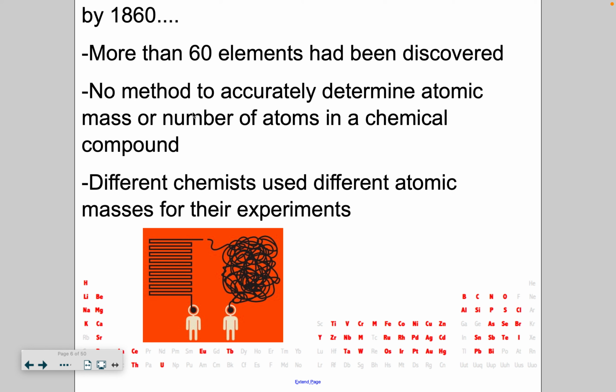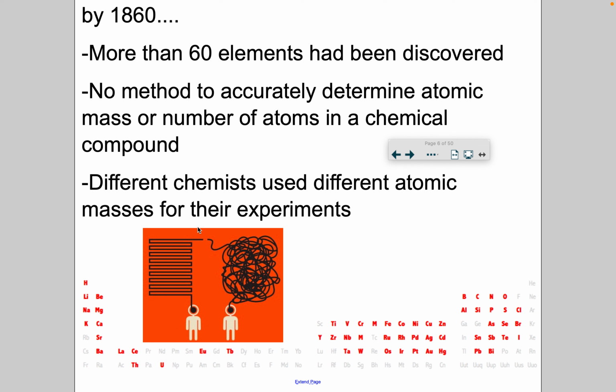By 1860, more than 60 elements had been discovered, but there really wasn't a way to accurately determine the atomic mass or the number of atoms in a chemical compound. And not only that, different chemists used different atomic masses for their experiments. So you can see that we have a lot of confusion going on in the scientific community just because everyone's doing their own thing.